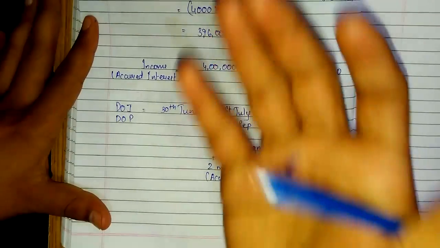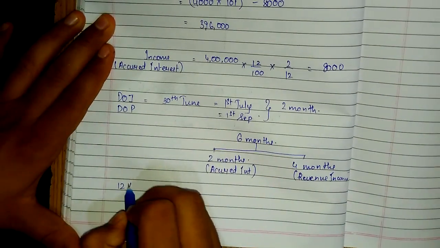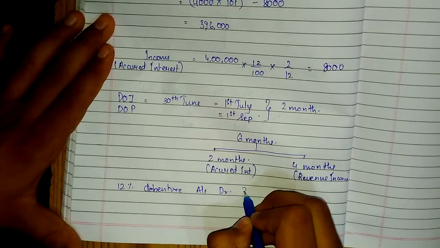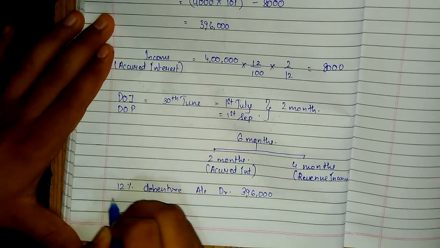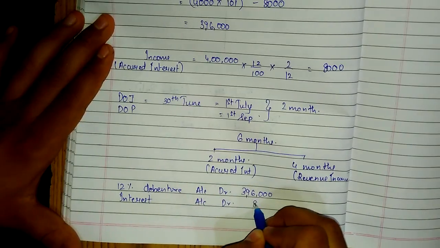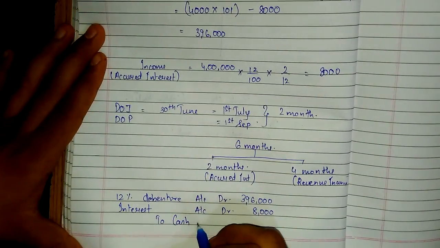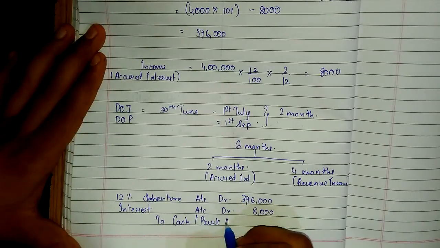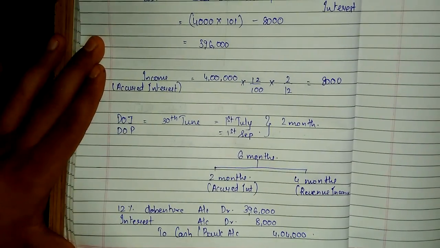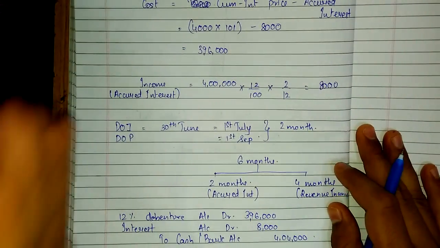The journal entry is very simple. You all will only say 12% you have purchased. The purchase will be 12% debenture account debit 3,96,000, interest account debit, how much, 8,000, to cash. Cash is going, right? Cash slash bank account 4,04,000. Okay, if you want please copy it. I advise not to copy, just apply the logic and write it.